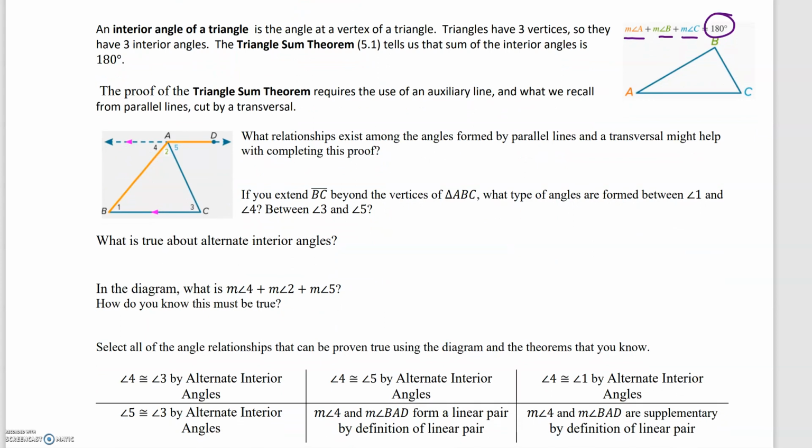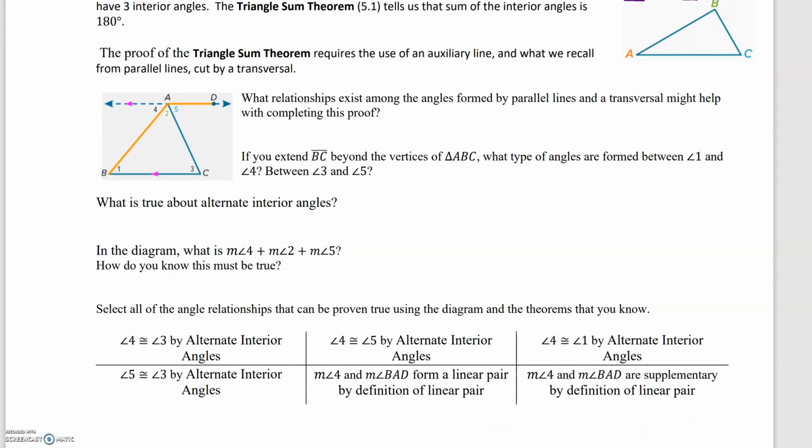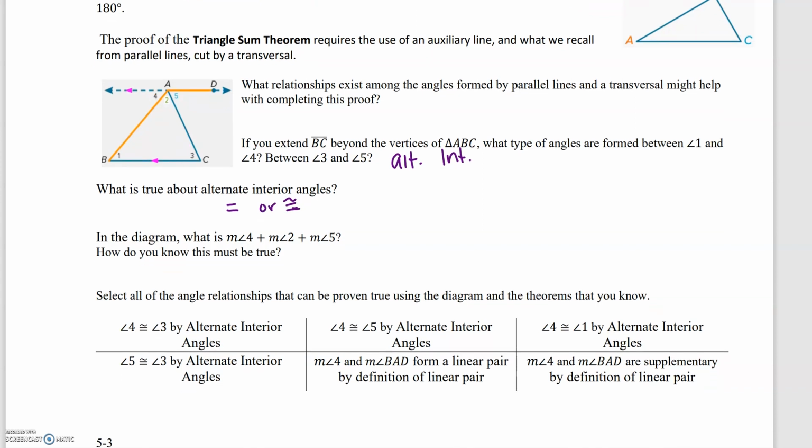If we have what's called an auxiliary line, that can help us know what things are going to add up to 180 because it forms a line. And if we have parallel lines, we have some alternate interiors such as angles 1 and 4 and 3 and 5. And if you remember that alternate interior angles are equal or congruent to each other, taking a look at angles 4, 2, and 5, these three form a line.